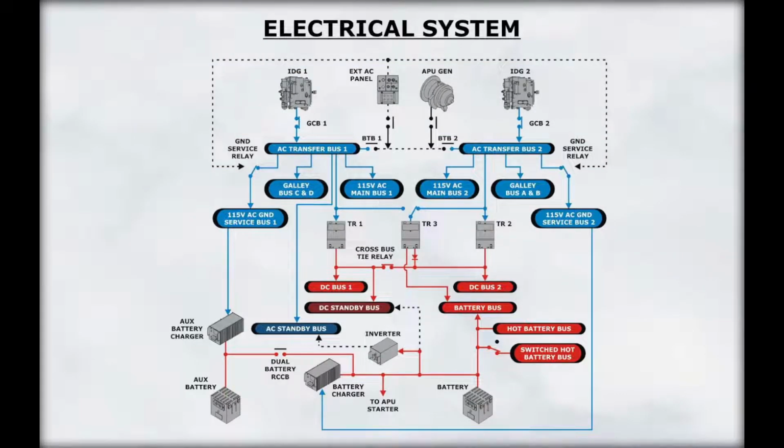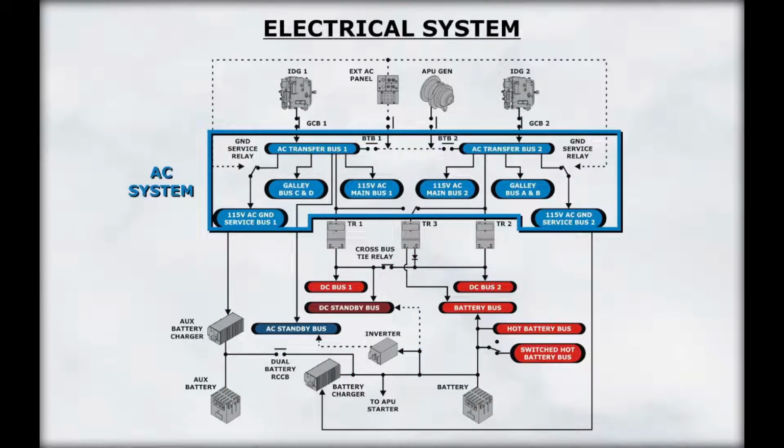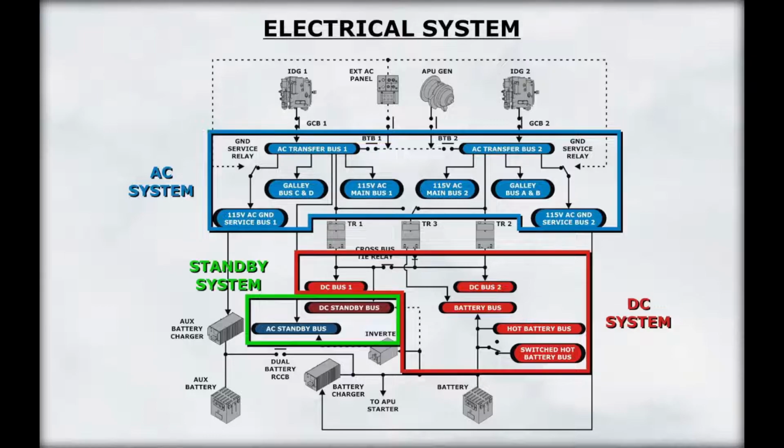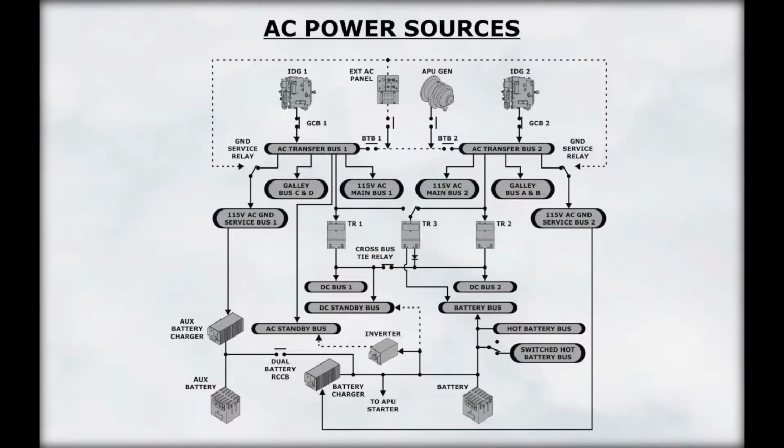Let's start with an overview of the electrical system. The electrical system consists of the AC system, the DC system, and standby system. AC electrical power can be supplied from one of four sources: either engine generator, the APU generator, or a ground power source.